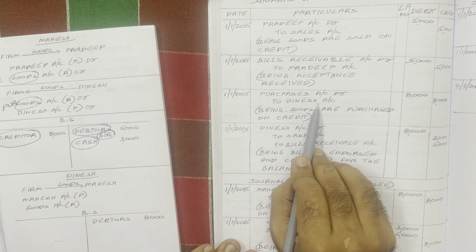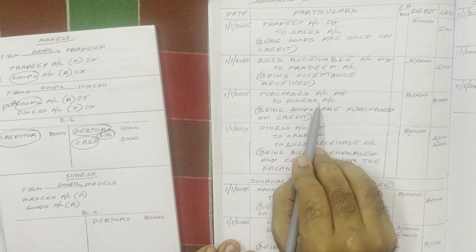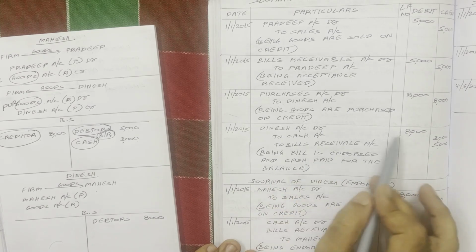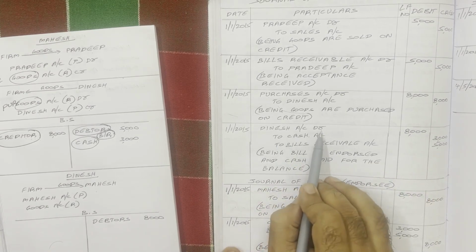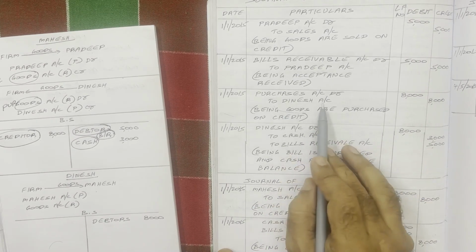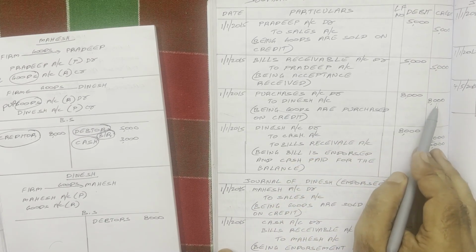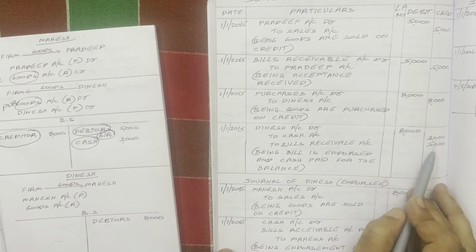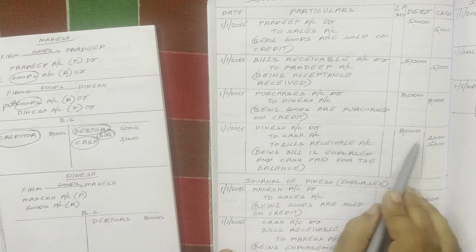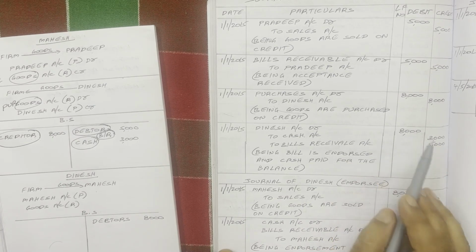By crediting Dinesh account. If you want to cancel this liability, again you have to debit Dinesh account. So this is the final entry for this settlement. Dinesh account debtor, to cash account, to bills receivable account. We have created Dinesh liability with 8,000. Now, as we are settling fully, this liability we have to cancel fully. Therefore, for Dinesh, in the debit column also 8,000.